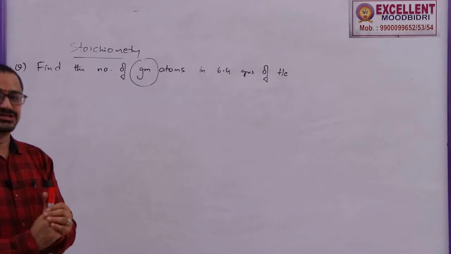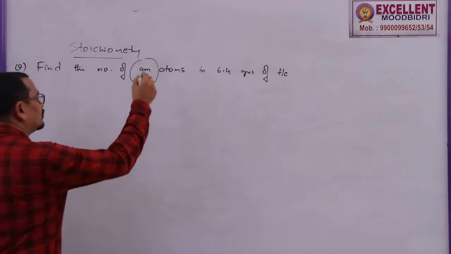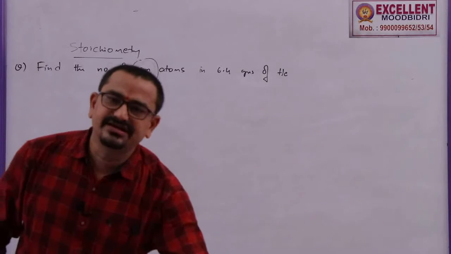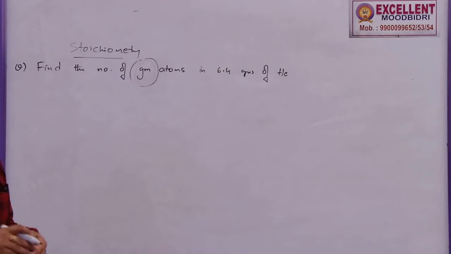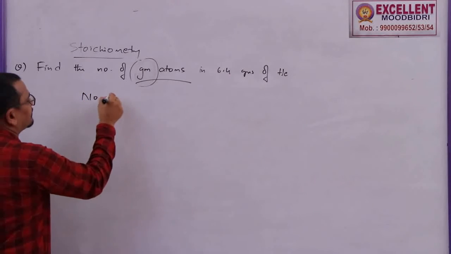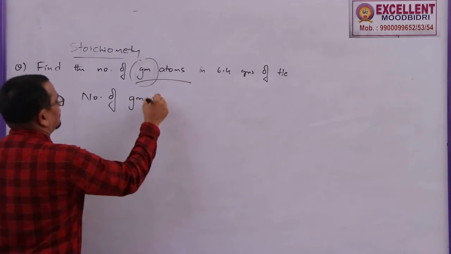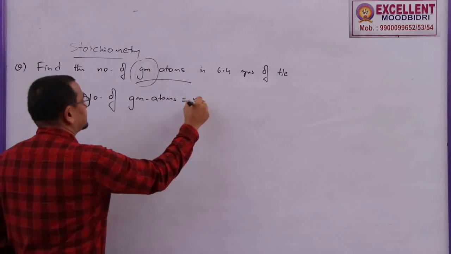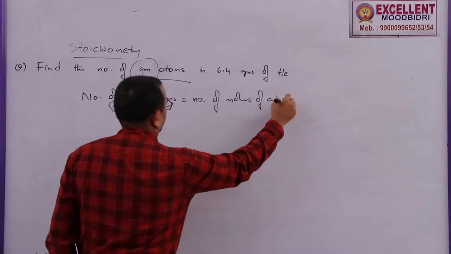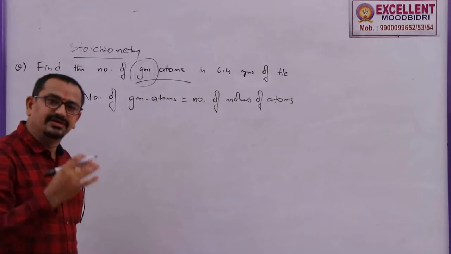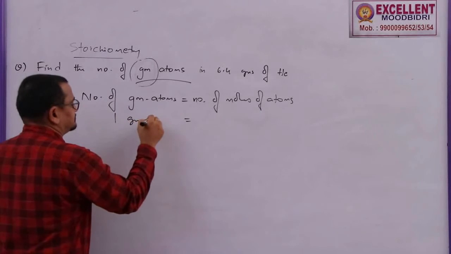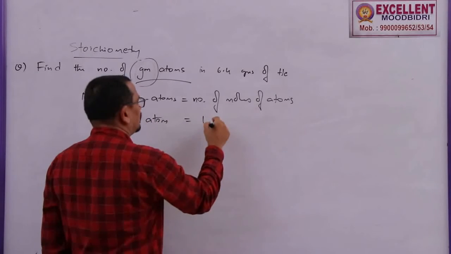Suppose this is the question given. Immediately students will go to this word grams, so they think of finding something in grams, but the point is not like that. One has to remember that number of gram atoms is nothing but number of moles of atoms. That means 1 gram atom is nothing but 1 mole of atoms.